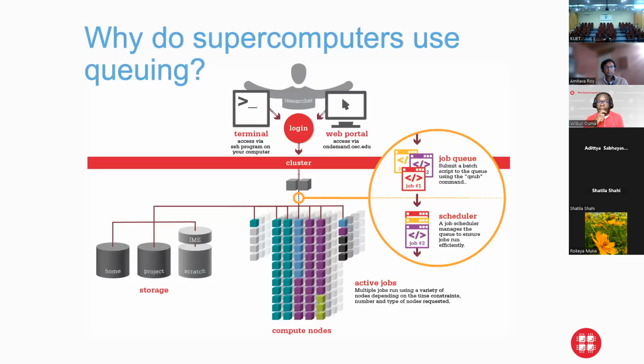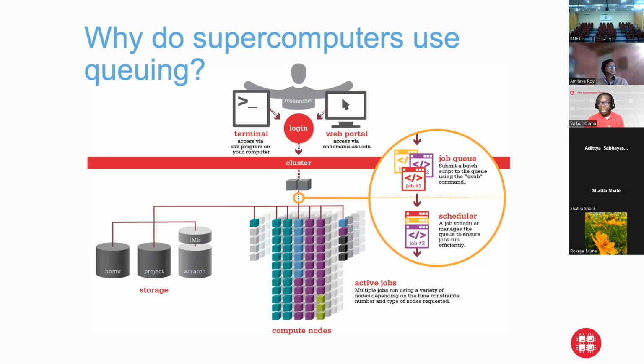The reason is because supercomputers have to use queuing. The nodes that we have and the CPUs that we have are limited resources. And we typically have 2,000 to 3,000 people logging onto the cluster on a particular day. So what we have in place is a system that manages all those requests to use the compute nodes.